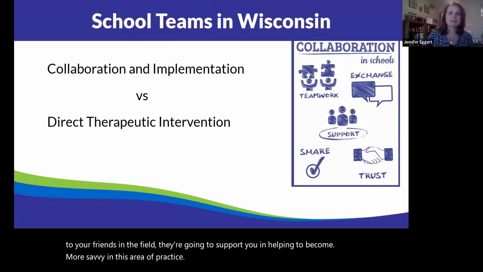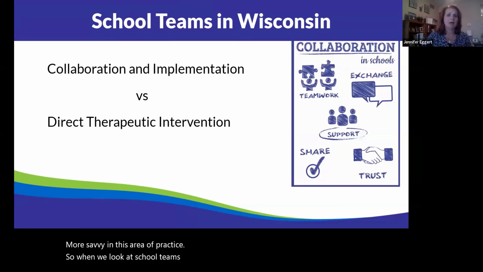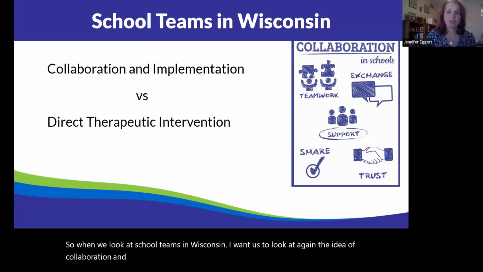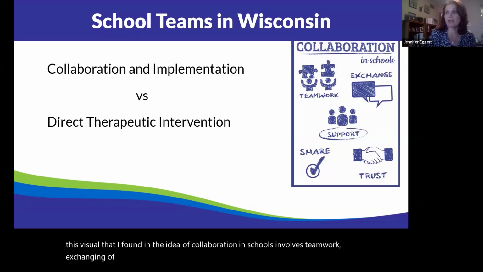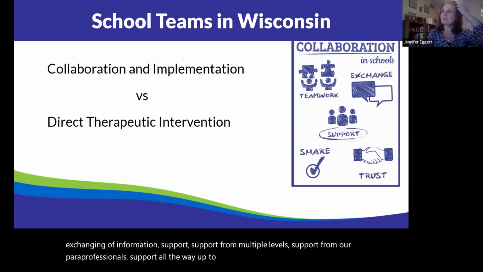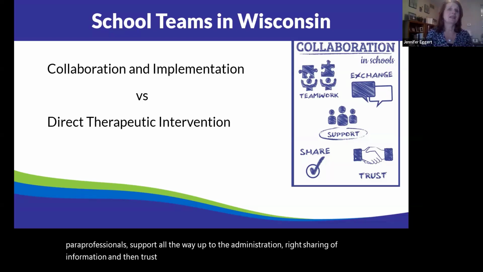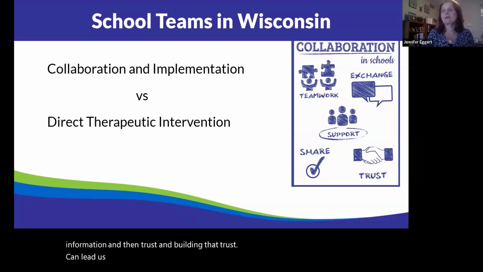So when we look at school teams in Wisconsin, I want us to look at the idea of collaboration and implementation versus direct therapeutic intervention. And I love this visual that I found. The idea of collaboration in schools involves teamwork, exchanging of information, support from multiple levels, support from our paraprofessionals all the way up to the administration, right? Sharing of information, and then trust. And building that trust can lead us to role release, which is one of our big goals.